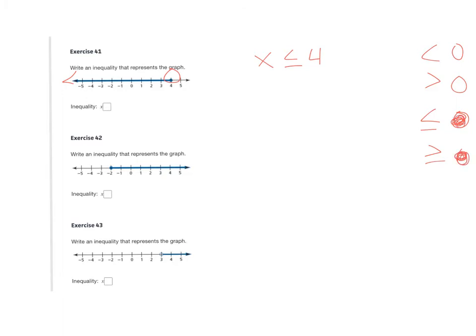Write an inequality that represents the graph. We're going to have x. Look at the end of the arrow. So I know this is going to be greater than, and this one's also going to be or equal to -2. 43, x. Look at the end of the arrow. X is greater than 3.